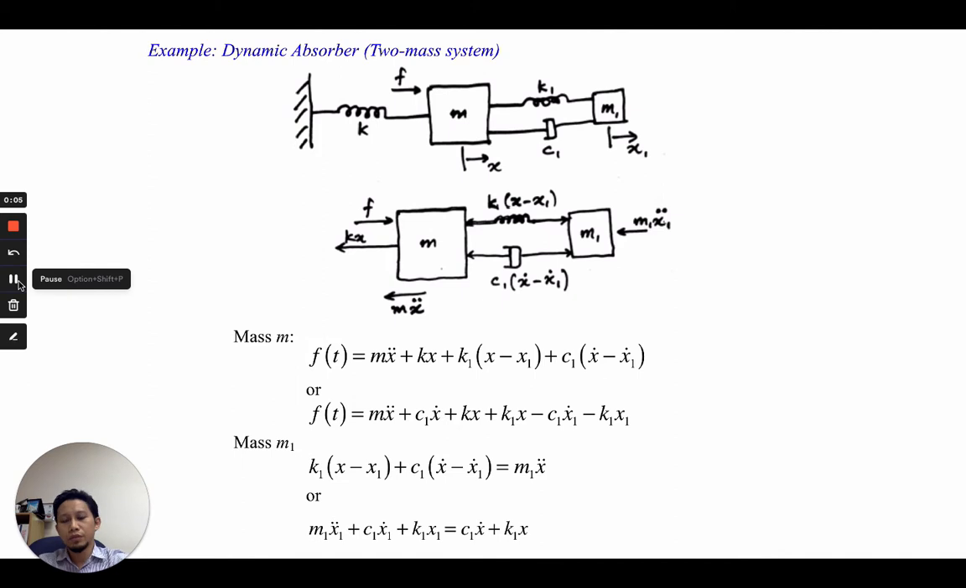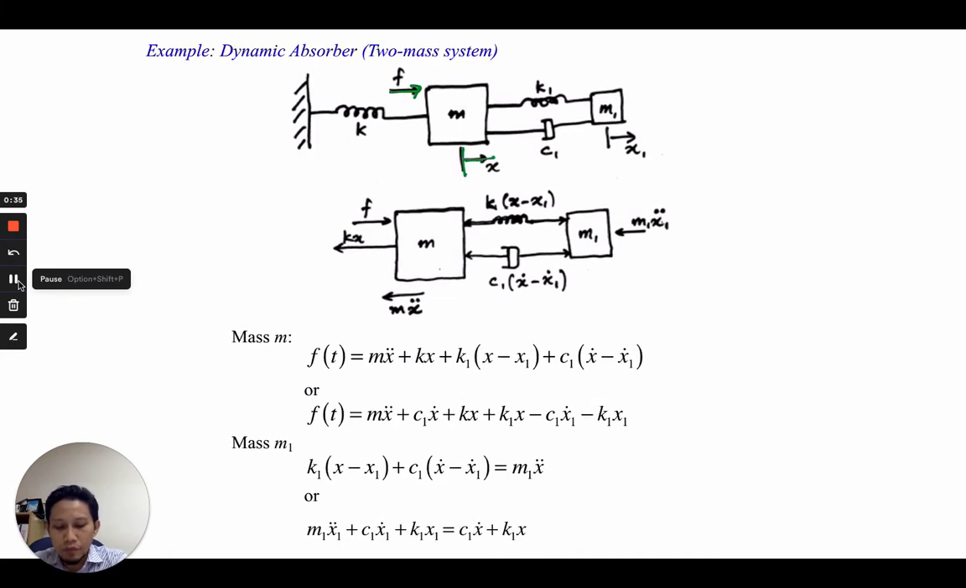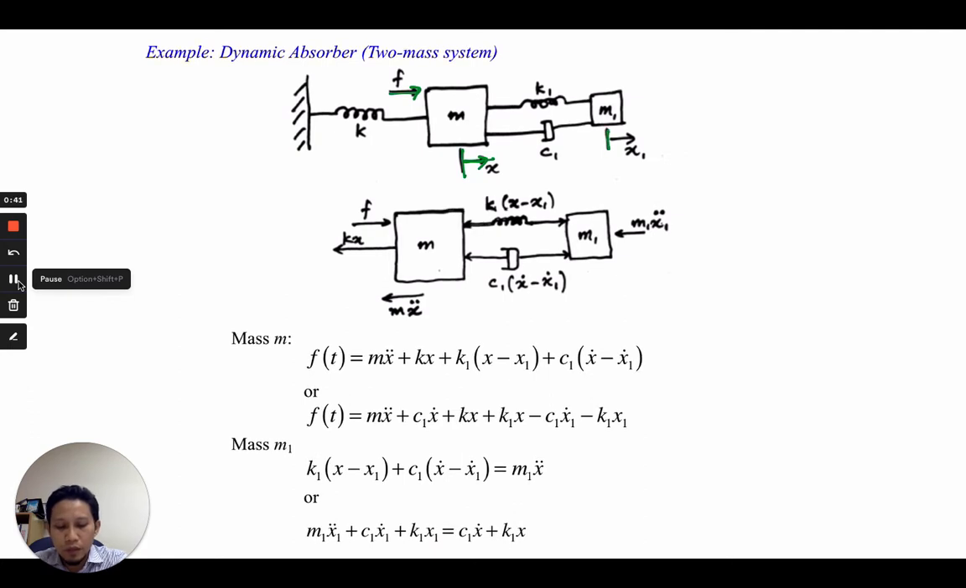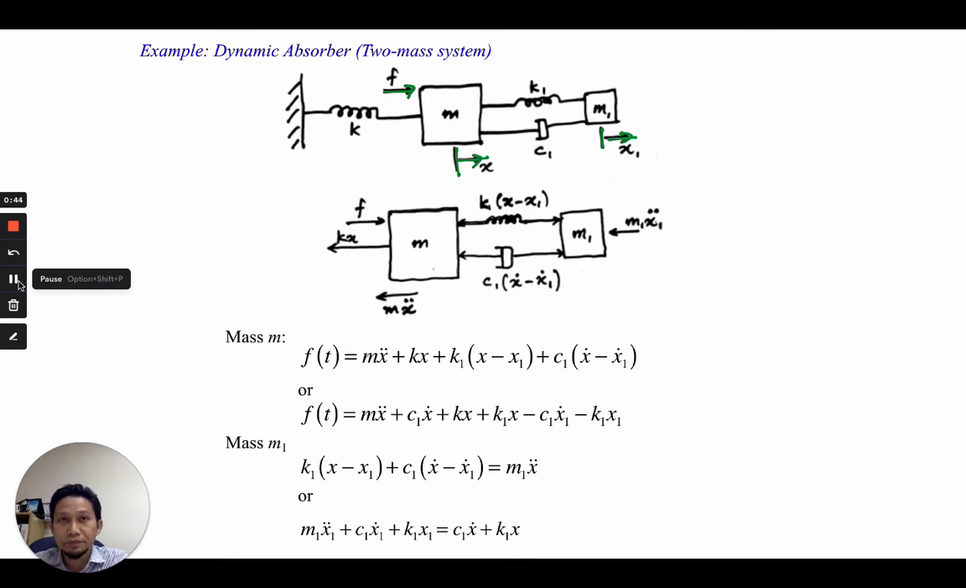So let's continue our lecture with the example of the mechanical system where we have a two mass system. In this case, this is a dynamic example, a dynamic absorber, for example. You can see from these lecture slides that we have two masses. We have M, which is applied by the force F that pushes M to translate into X motion, whereas M1 has translational motion of X1.